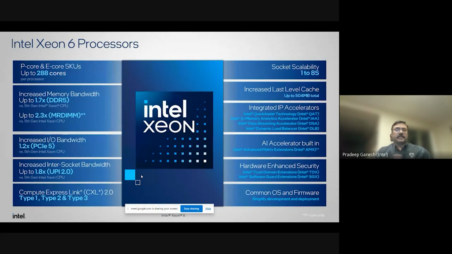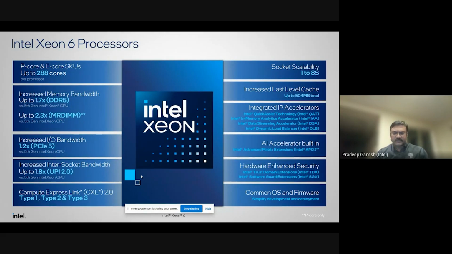Starting from Xeon 4, we introduced accelerator technology, and all the accelerators have been enhanced to give you the best-in-class accelerators in Xeon 6: Quick Assist Technology, In-Memory Analytics Accelerator, Data Streaming Accelerator, and Dynamic Load Balancer. I'll briefly go over this in a later slide. And of course, Xeon 6 has the best-in-class AI acceleration built into the compute solution, through AMX, the Intel AMX ISA extensions.